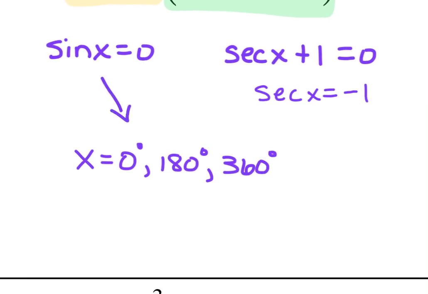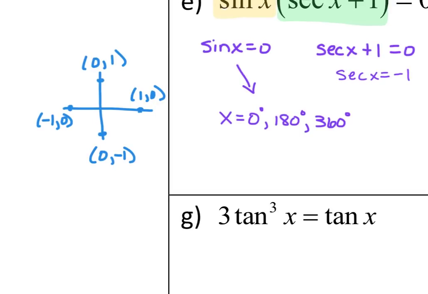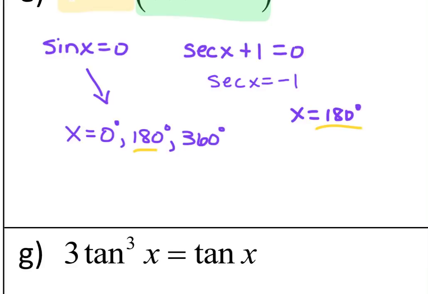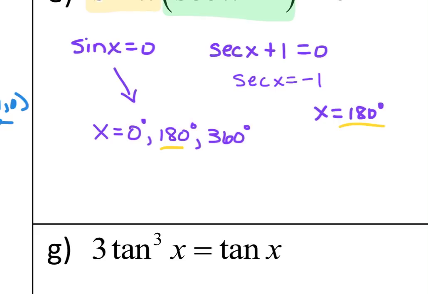So those are the answers for your sine x equals 0. But for your secant of x equals -1, remember that secant is the reciprocal of cosine, and cosine is -1 at 180. And so secant of x equals -1 is also 180. Now, you can write that separately, and you can have the 180 appear in your answer twice, and I don't care. Or if you just want to say, look, 180 is an answer, yeah.